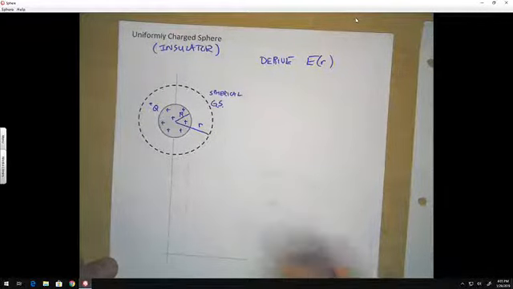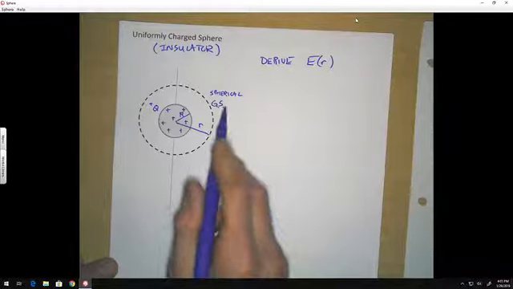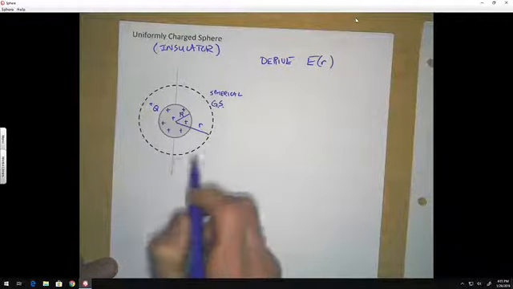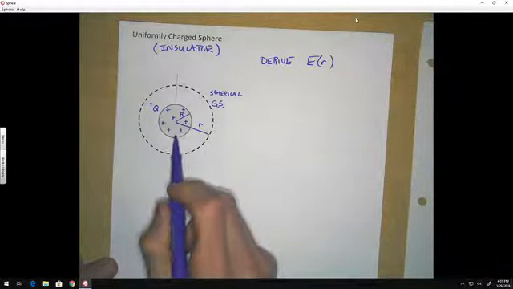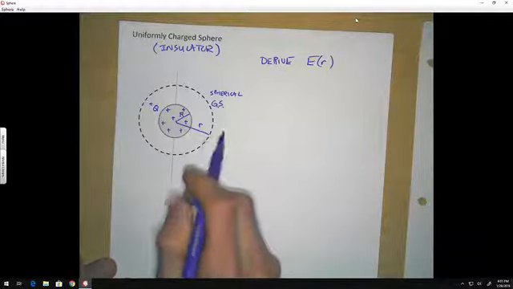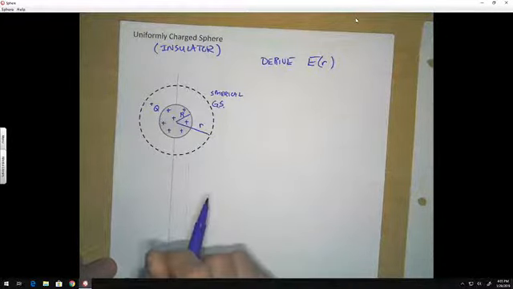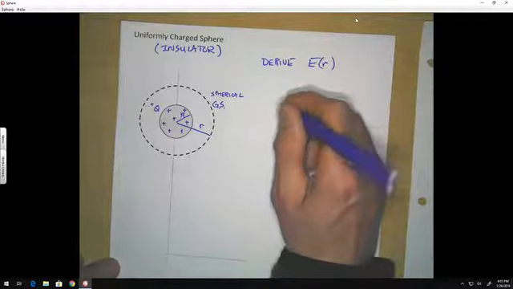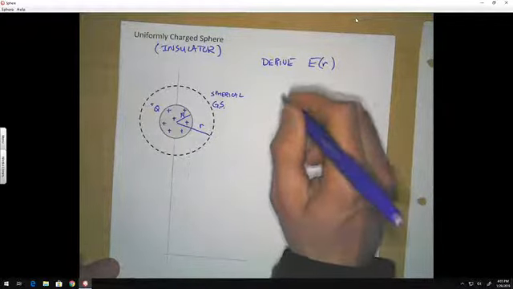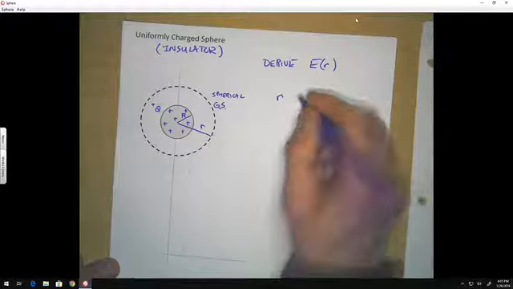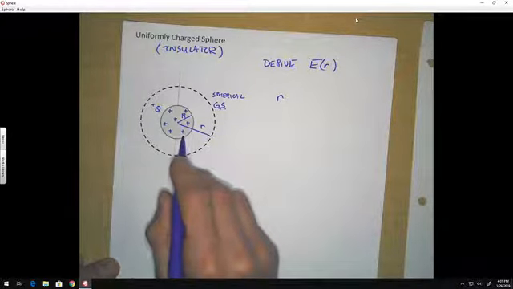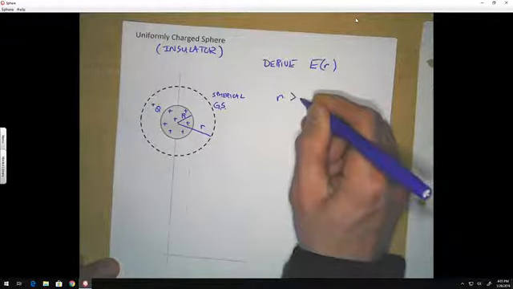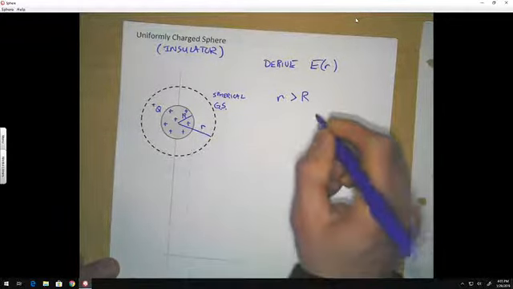I'm not going to go through the motivation again for why we pick a spherical Gaussian surface. That should be obvious from the geometry here. We've got a sphere, so you would want to have a sphere drawn around it or inside it. What I am going to say is that we're going to take the same approach, and we are going to look at radiuses of that Gaussian surface which are going to be either bigger or smaller than the radius of the insulator.